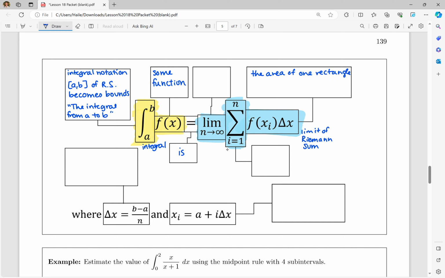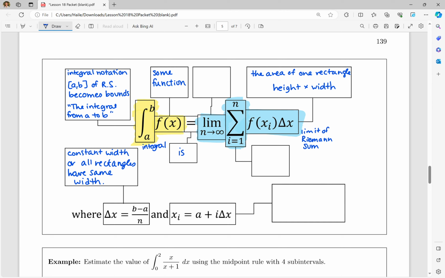And that's height times width. So delta x is our constant width. So down here, constant width, or all rectangles have the same width. Okay, so that's it. That's our rectangles.